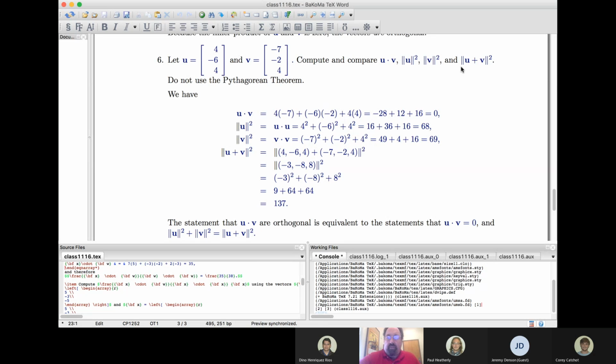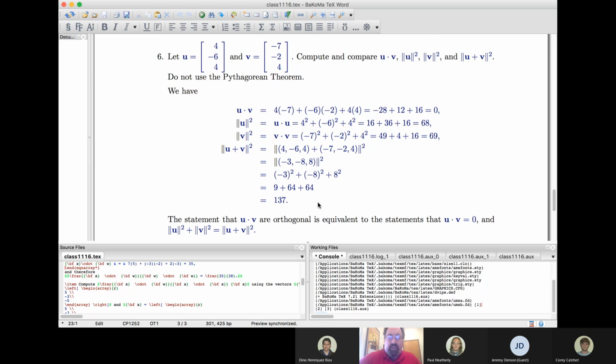And then for the magnitude of the sum, we go ahead and compute the sum of U and V. So in that case, we're just adding corresponding components. So 4 with minus 7, minus 6 plus minus 2, and then 4 plus 4. So this vector here, minus 3, minus 8, and 8, that is U plus V. And then we do the same thing, inner product of this vector with itself. So we're taking a sum of squares of all the components. And here's our result.